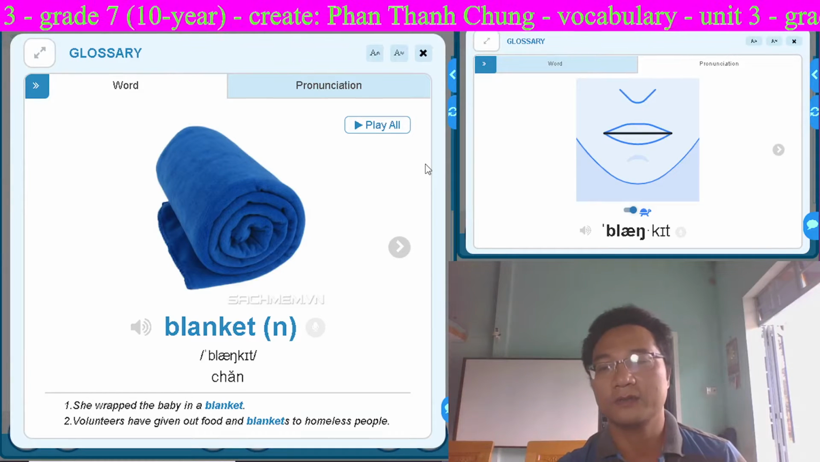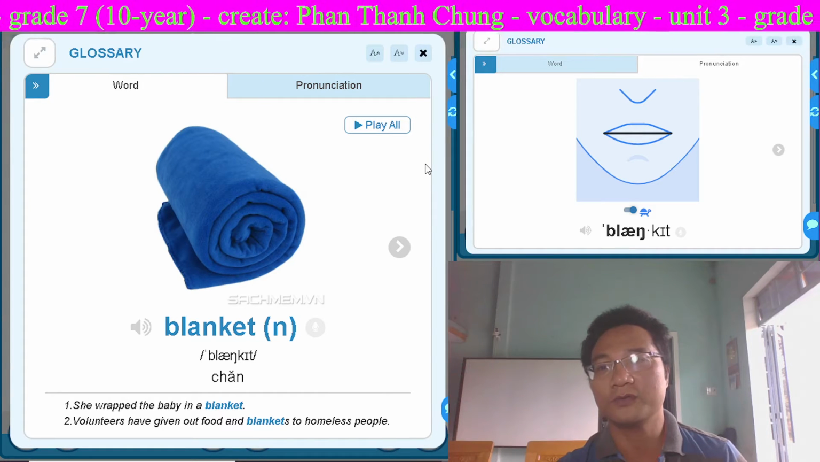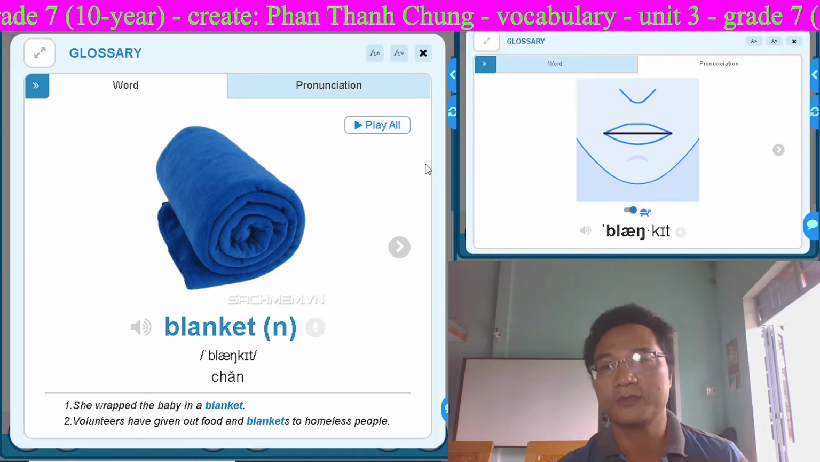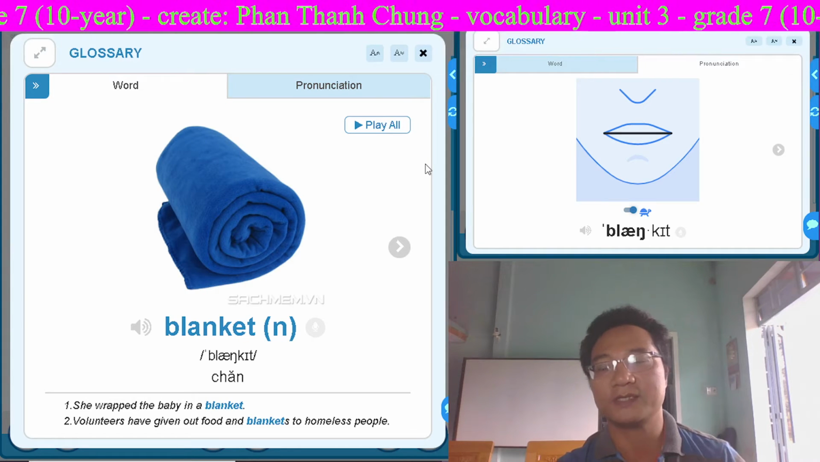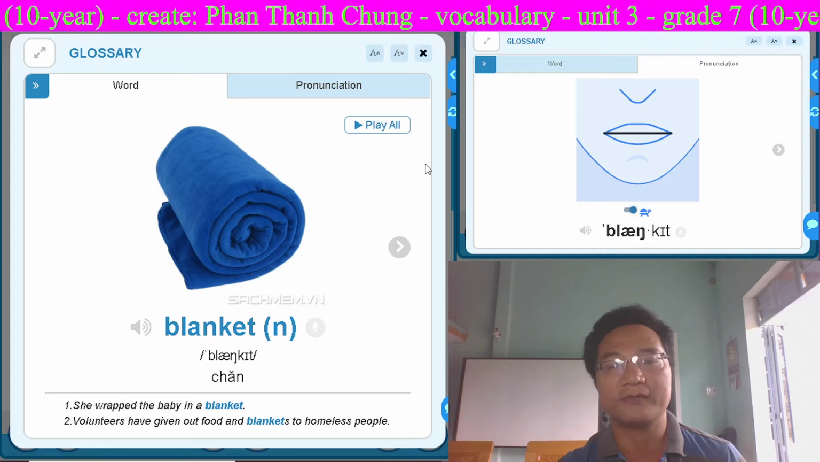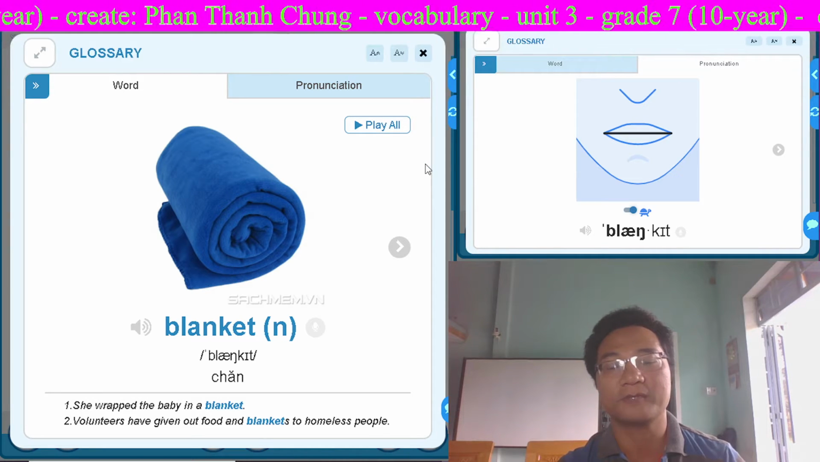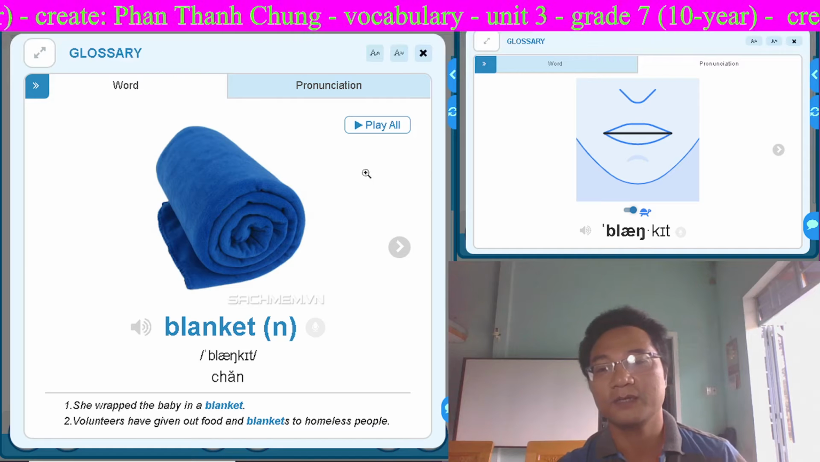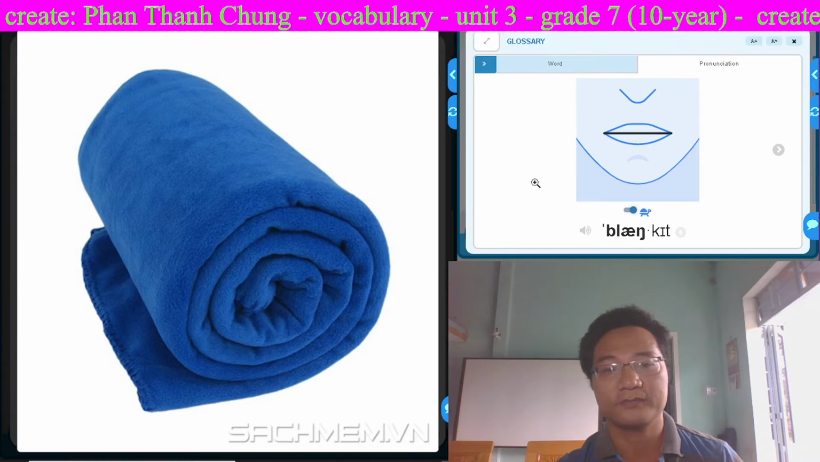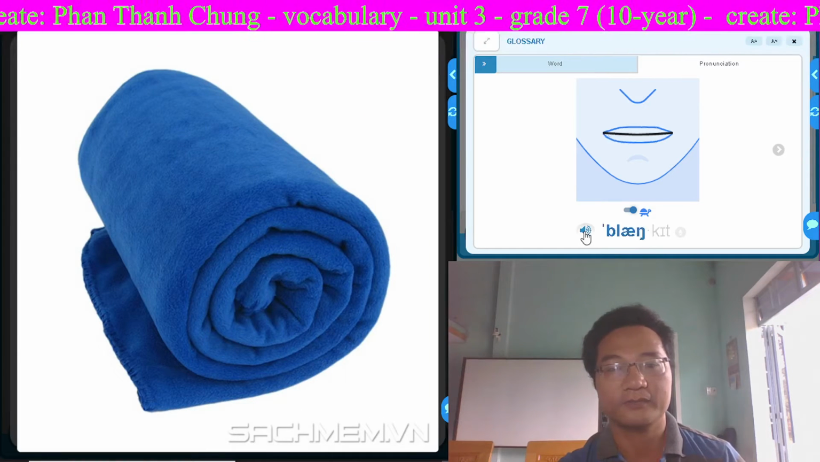Hello everyone. Today I want to show you the vocabularies of Unit 3, Community Service, Grade 7. Okay, now we start. First you look at the picture and listen.